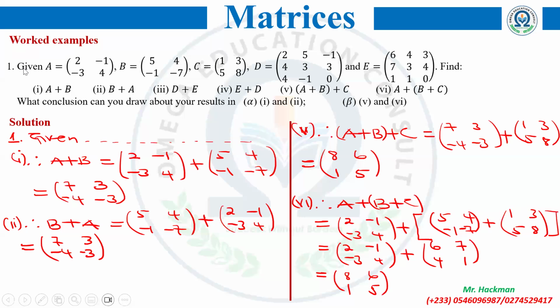As usual, let's read the question. We'll be given matrices. How many of them? 1, 2, 3, 4, 5. Five different matrices. We are asked to find I.